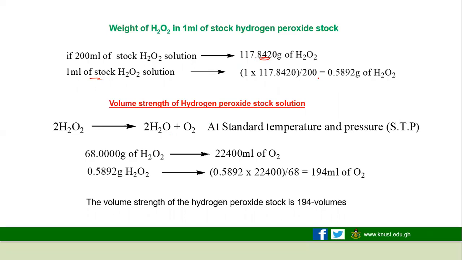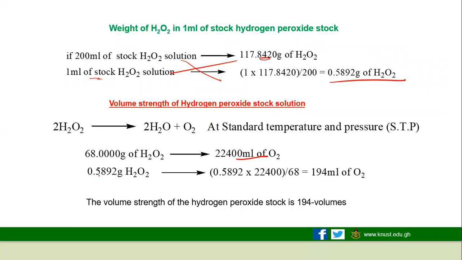The grams in 1 ml will be gotten by doing cross multiplication at this point, and then we are getting 0.5892 grams of peroxide, right? Good. Now that's the amount in 1 ml. So we can come back to our proportion that we're doing. That is 58 grams of peroxide corresponds to this volume of oxygen.